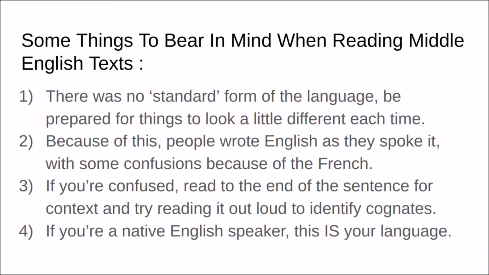Number 1. There was no standard form of the language, so you should be prepared for things to look a little different in each text you're reading. Number 2. Because of this, people were writing Middle English as they were speaking it, with some confusions because of the French. Number 3. If you're confused, read to the end of the sentence for context and try speaking it out loud to identify some cognates.